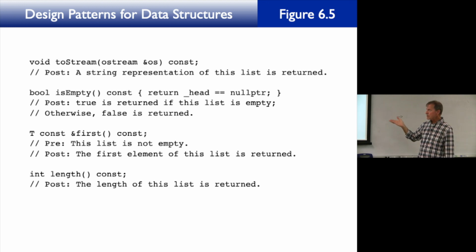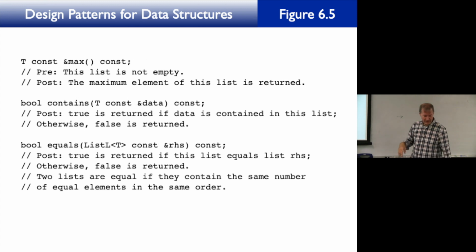But there's one that's used internally. isEmpty: true is returned if this list is empty. Otherwise, false is returned. And then remember how we wanted to know what first was? Remember we queried first. Precondition, this list is not empty. Postcondition, the first element of this list is returned. Remember, it echoed it out. Okay. And length, we did length. Postcondition, the length of the list is returned.